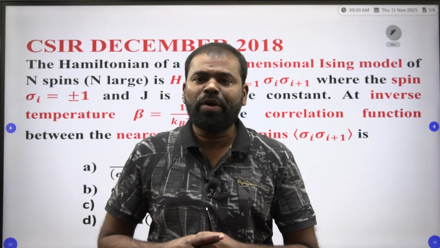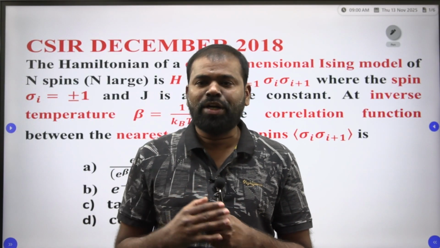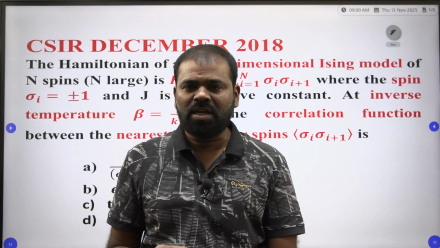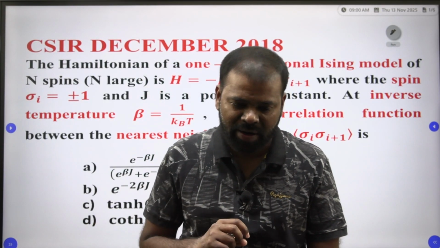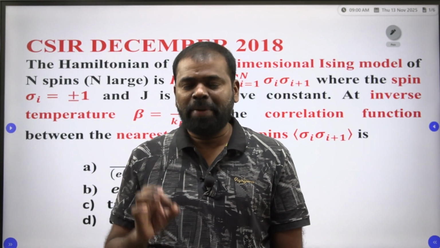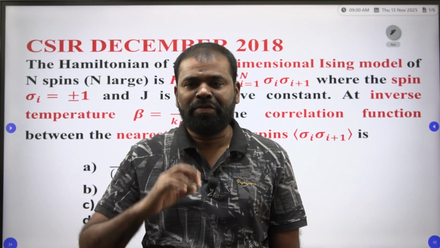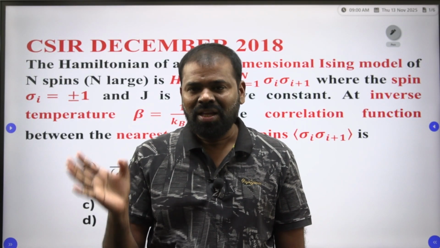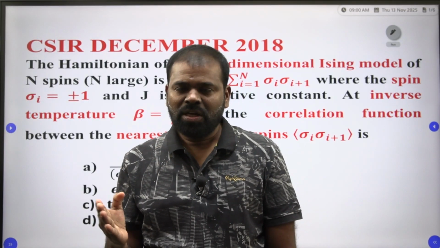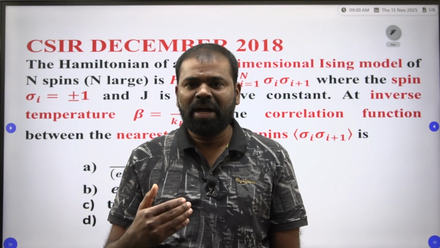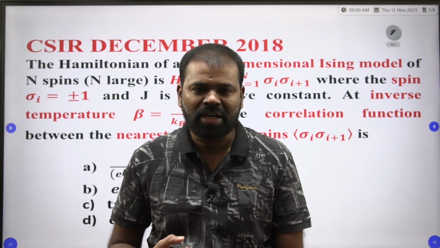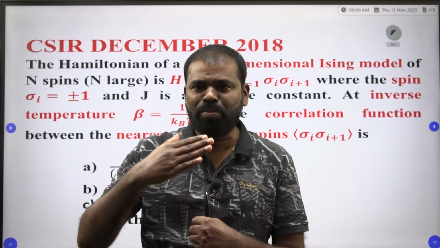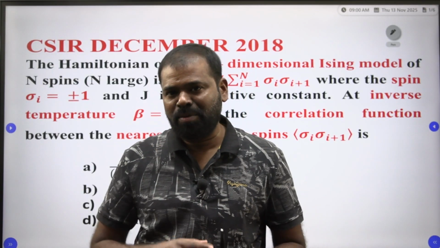In this video, we are going to discuss one more important topic, statistical mechanics, according to your advanced CSIR syllabus. The first topic is first order phase transition. The second topic is second order phase transition. The third one is diamagnetism. The fourth one is paramagnetism. The fifth one is ferromagnetism. After ferromagnetism, the subsequent topic is the Ising model.